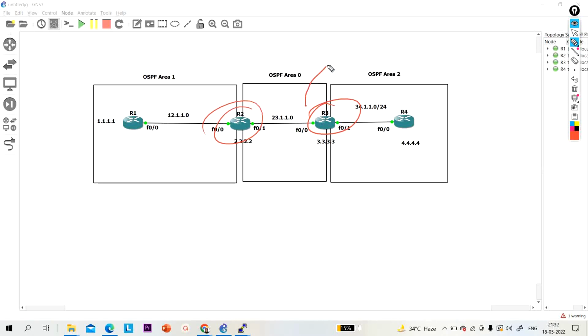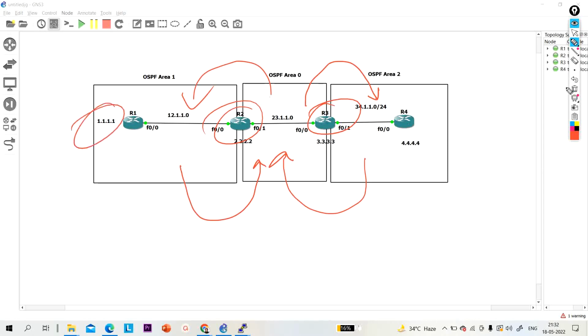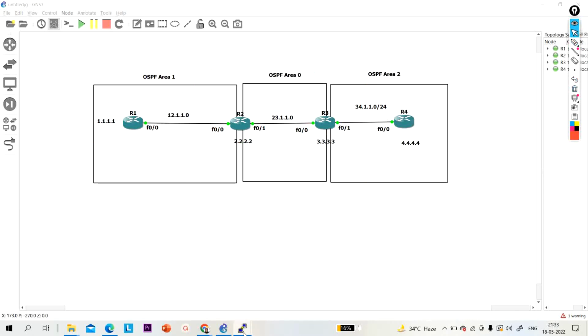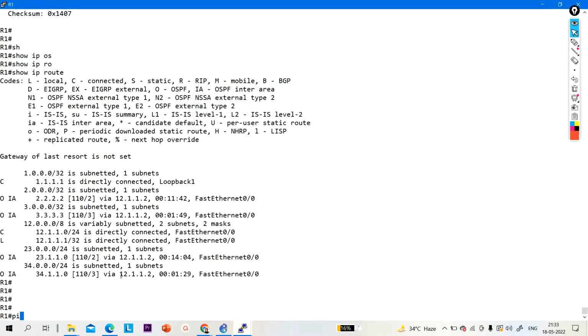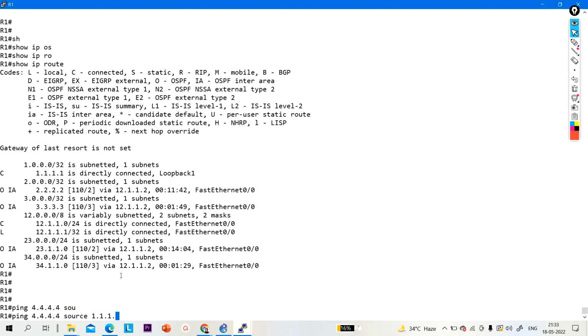So this router is advertising all prefixes of area 0 in area 2, and this router is advertising all prefixes of this area in this area. And in the same way, this router is advertising all prefixes of area 2 in area 0, and this router is advertising all prefixes of area 1 in area 0, right? That's why, can I ping 4.4.4.4 from 1.1.1.1? Go to R1, ping 4.4.4.4 and source will be 1.1.1.1. What do you think? Will it ping?